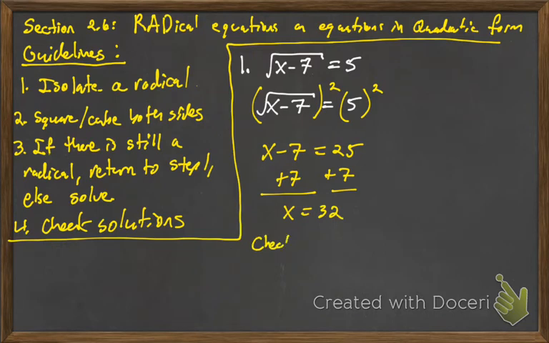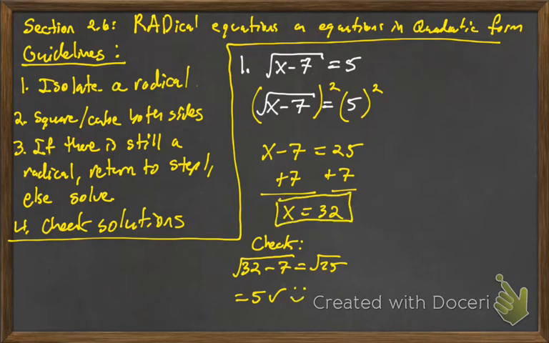We'll plug that into the original equation, make sure it works out. 32 minus 7 under the square root is the square root of 25. That's equal to 5, which is what the equation said it should be equal to, so you can give yourself a check mark and a happy face if you want to, because it checks out. You don't have to. Let's look at another one.